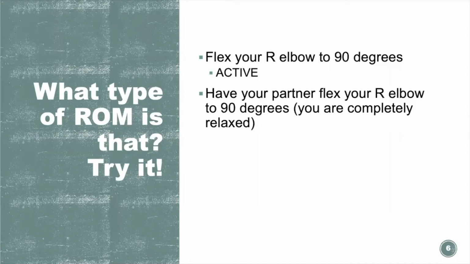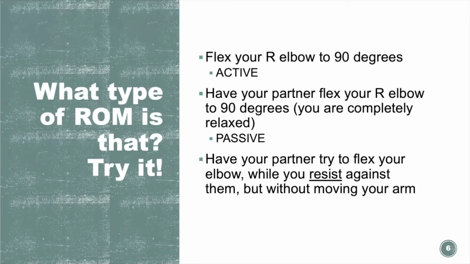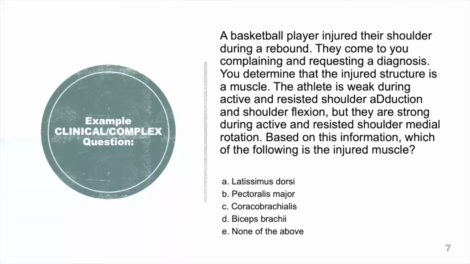Now, if you have your partner flex your right elbow to 90 degrees and you are completely relaxed, so if you have somebody around you while you're watching this video and you say, hey, can you flex my elbow to 90 degrees? While you stay completely relaxed, this would be an example of passive range of motion. And then lastly, if you have your partner try to flex your elbow while you're resisting against them, or vice versa, without moving your arm, this is like an isometric type of movement. And this is resisted range of motion testing.